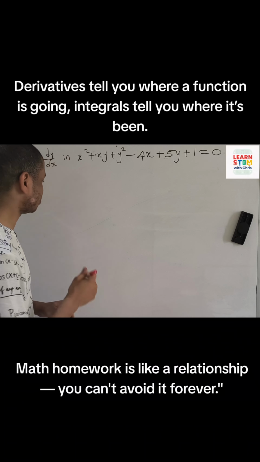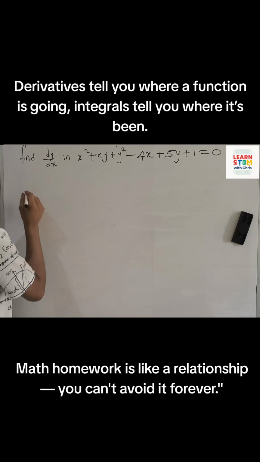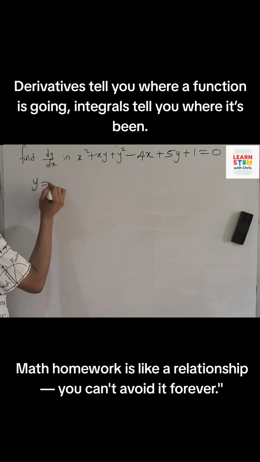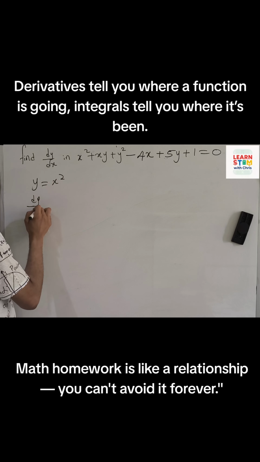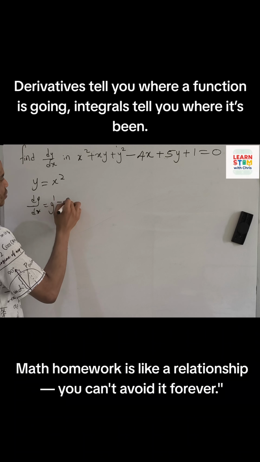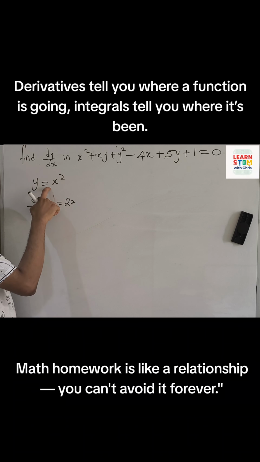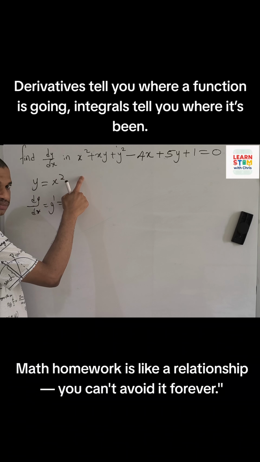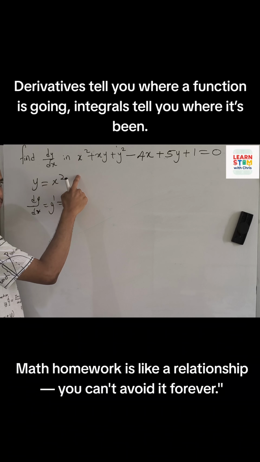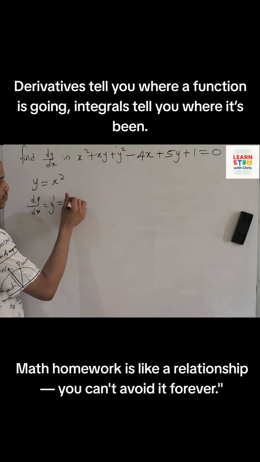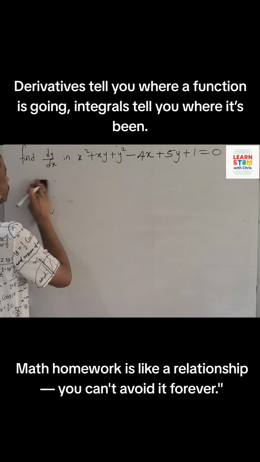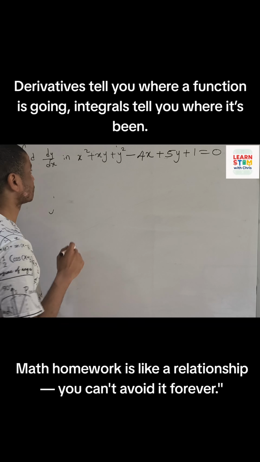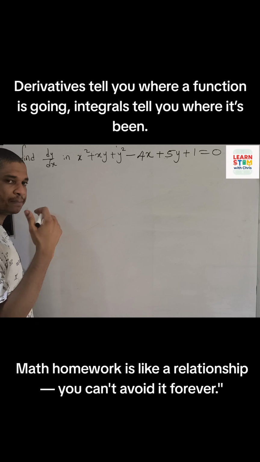From differentiation, you should know the basics. If I have the equation y equals x squared, then dy/dx, or y dash, is 2x. You bring the power down and minus 1 from the power. So that is dy/dx. But there's a problem here. We're going to apply a rule, so we're going to differentiate implicitly.